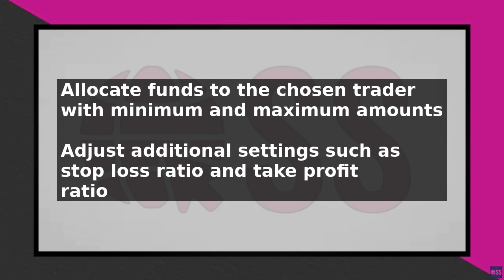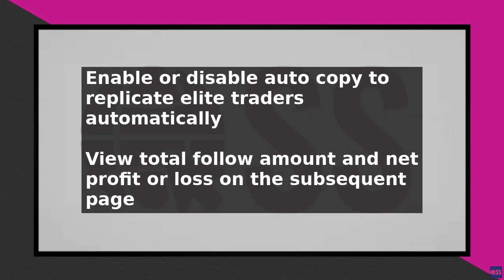You also have the option to enable or disable autocopy, which allows the platform to automatically replicate the trades of elite traders. Once you've completed these steps, you'll be copying the selected trader. Your total follow amount, net profit or loss, and other details can be viewed on the subsequent page. This process outlines the basic steps for initiating copy trading on Bitget.